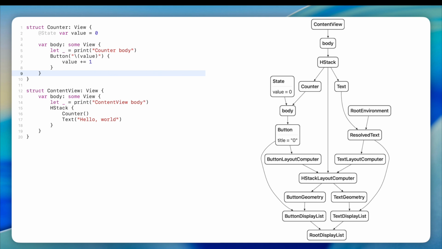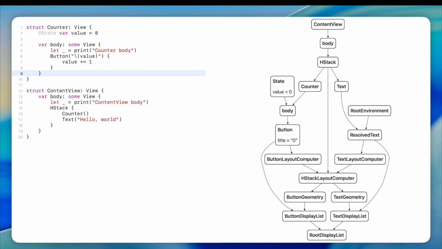So anytime, for example, the root environment changes and the color scheme changes, that means that that node gets invalid. The resolved text, the layout computer, the HTag layout computer, the geometries, the display lists, and finally the root display list. And if nothing changes, for example, in the button display list, it won't be recomputed. And then the thing that happens is this will all be marked as invalid indefinitely until somebody requests the root display list. And that will actually trigger a recompute of all the nodes that have been marked as dirty or potentially dirty.